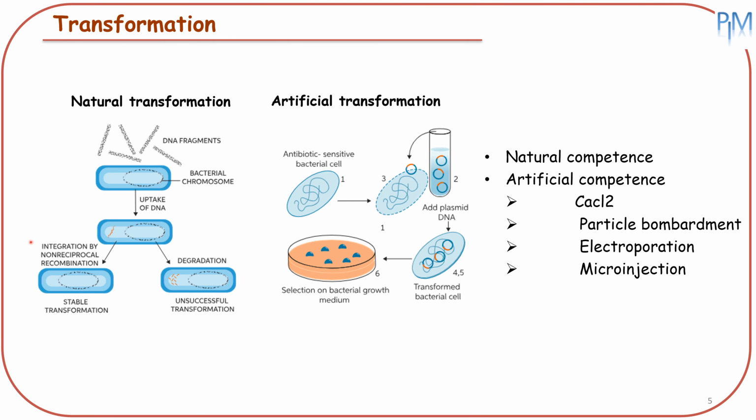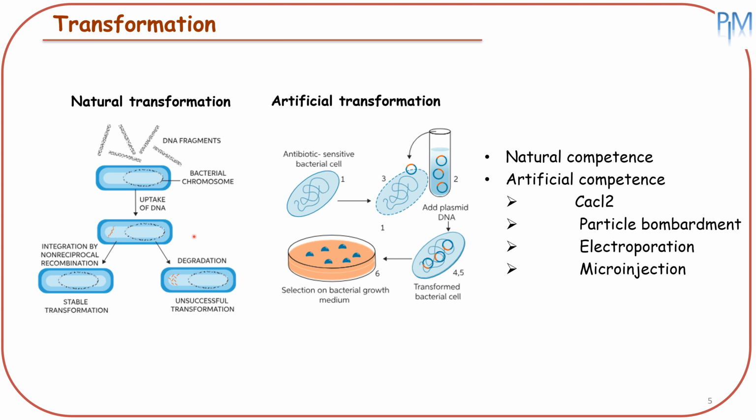The next step involved is the transformation. Here, the cloned plasmids will be transformed into E. coli. Transformation is a natural process in which cells take up foreign DNA fragments. These fragments are integrated into the host cell's DNA through non-reciprocal recombination.